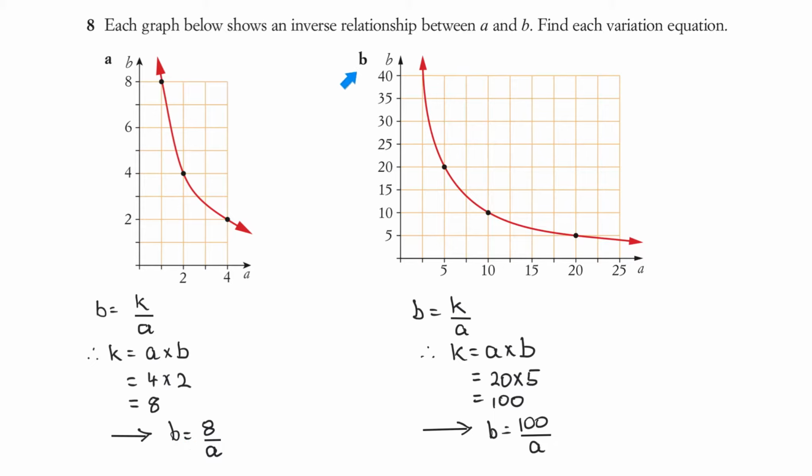Now for this one we do the same. We put down the general equation, which is just B equals K on A. We find K. I used 20, it looks like, but it's the same. If you go 20 times 5, it's 100. But if I go 10 times 10, I could also get 100 for K. So K is a constant. B equals 100 on A.